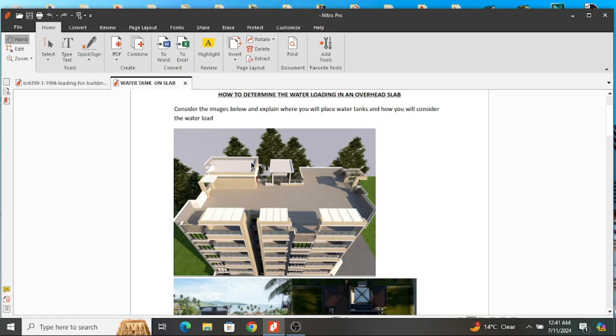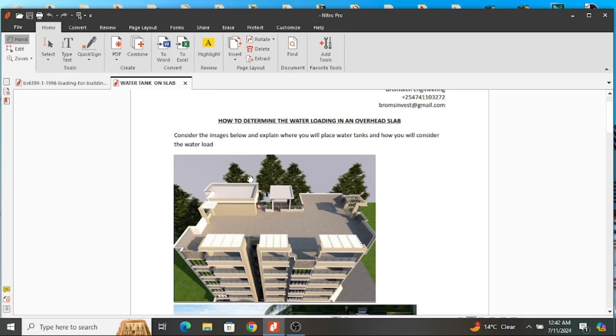Or what if I place one tank here and then I place another here of the same capacity? It means I will have under-designed. Therefore, you just design the entire slab to support such a tank placed at any location in that slab.